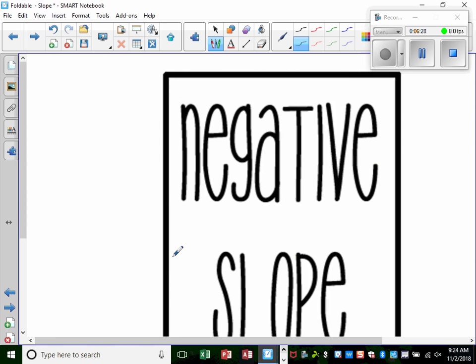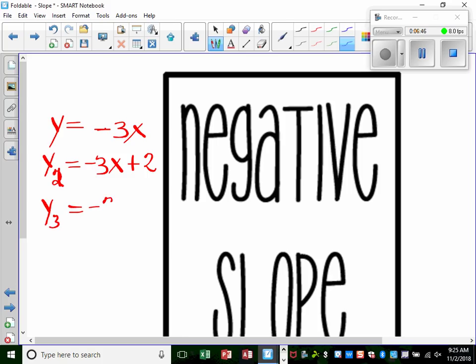So negative slope. Now I want you to do the same thing we did when we did positive slopes. I want you to do y equals -3x. And then y sub 2 would be like -3x plus 2. And -3x plus 5. So when you graph that on the calculator, you're going to see that your negative slopes are going in this direction.